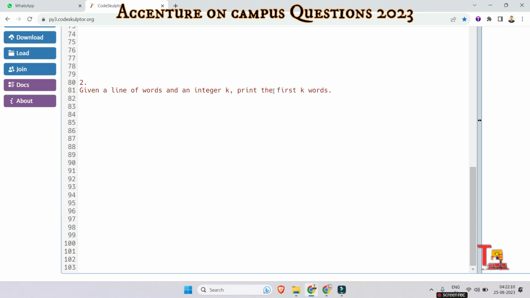You may have a question in your mind: how can this easy question come in the exam? But this was actually asked on 6th August, right? And believe me, this question was repeated in the next slot as well. So don't ignore it, because in the on-campus exams, most of the questions are repeated.